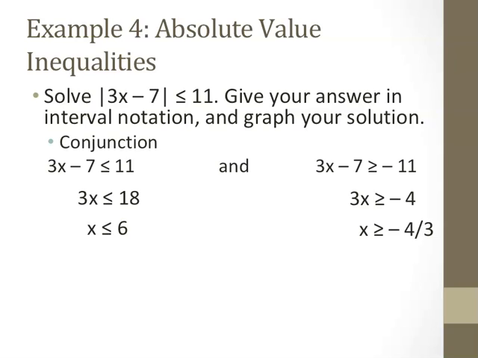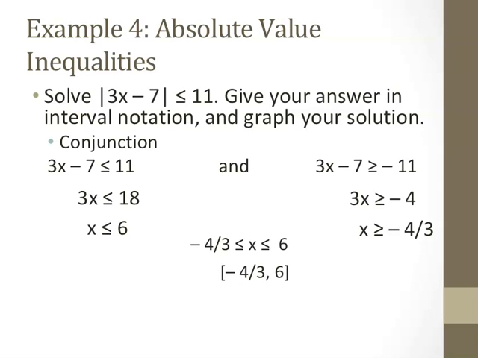Now we're going to combine both of these statements. This says that x is less than or equal to 6 and greater than or equal to negative 4/3. So to write it as one statement, we would write negative 4/3 is less than or equal to x, which is less than or equal to 6. Because x can equal negative 4/3 and 6, in interval notation, we would write this with square brackets. So this would be square brackets, negative 4/3, comma 6, with a square bracket at the end.